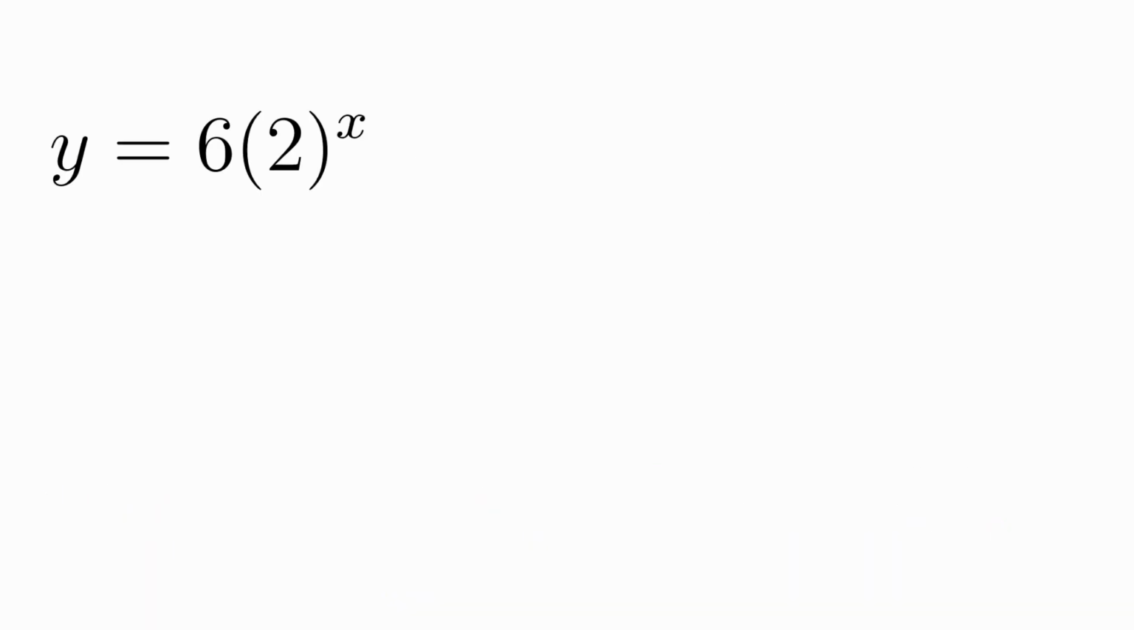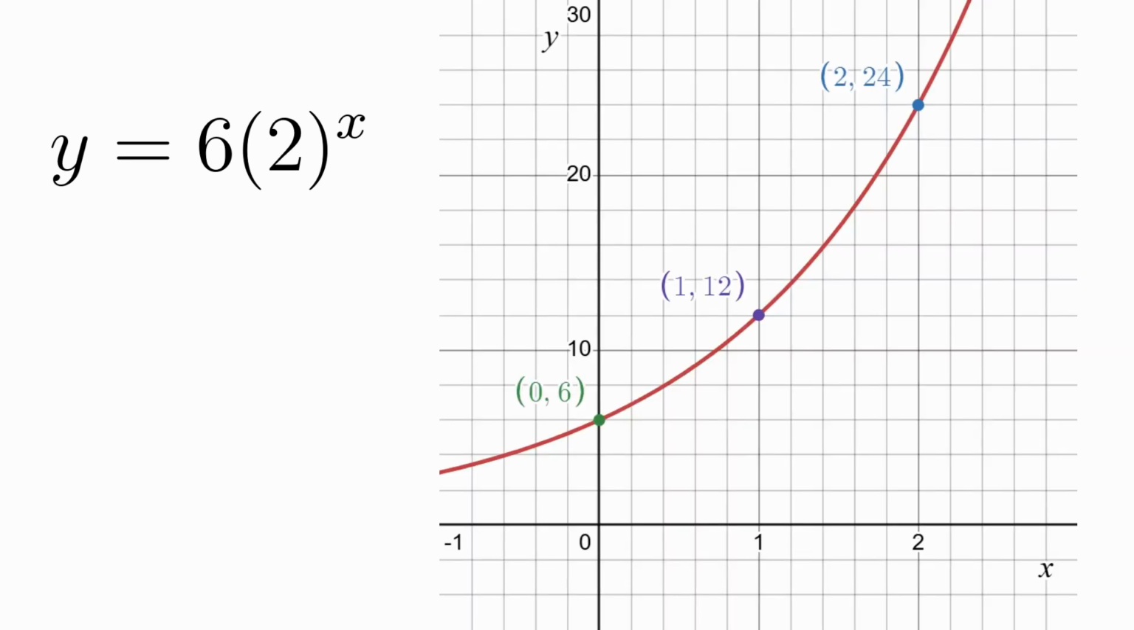All right, so let's say we have y equals 6 times 2 to the x, and let's look at the graph. I notice that the y-intercept is 6. That is because in the equation, a is 6. If you made x 0, you would get 6 times 2 to the 0. 2 to the 0 is 1. 6 times 1 is 6.